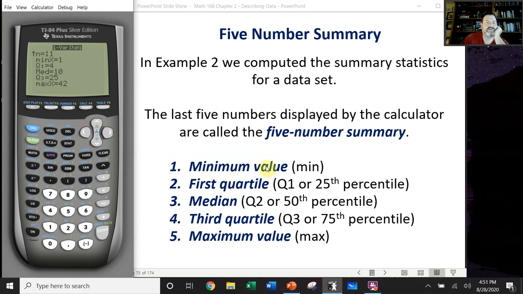But we need to talk about these other things, right? So the minimum value is pretty clear. That's the smallest number in the data set. The maximum value should also be fairly clear. It's the biggest number in the data set. What are these quartiles, though? Let's talk about quartiles.